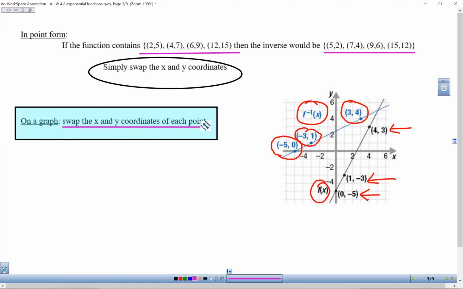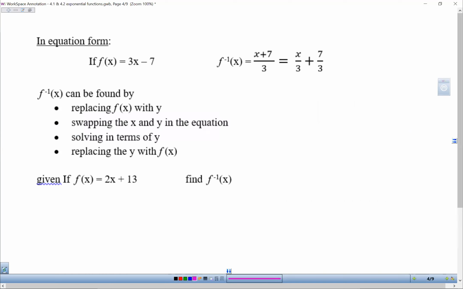So for this one, you're going to have to pick the right graph. Just switch the x and y coordinates. Okay, the last one is when they give it to us in an equation. This is the only one where you have to actually do some work.